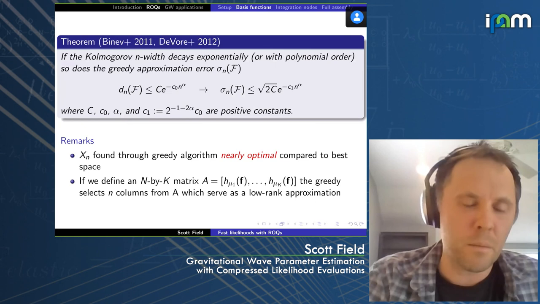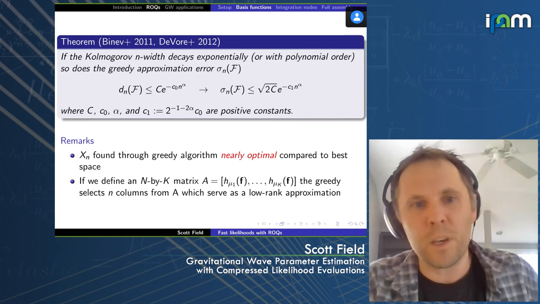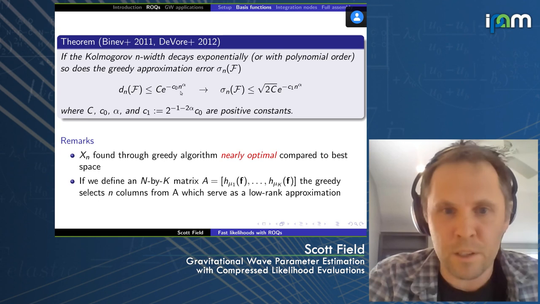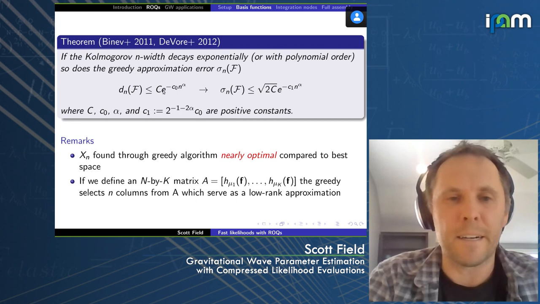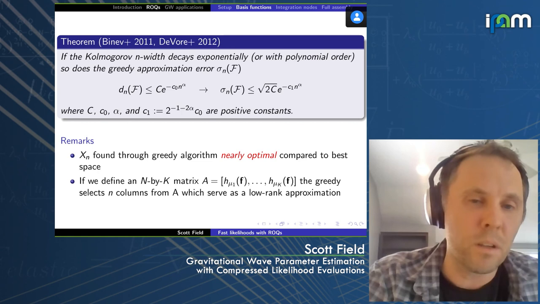In the sense that if you knew what the Kolmogorov n-width was, if you could compute that space and compute the approximation value, the greedy algorithm that I just described has very similar approximation values given by this statement here. So for example, if the n-width decayed exponentially fast, let's just set these constants to one, so e to the minus n, say, that's great if you have a nice smooth model, because it means as you make the dimension of your approximation space bigger, you can approximate the waveforms exponentially well for just a small value of n.